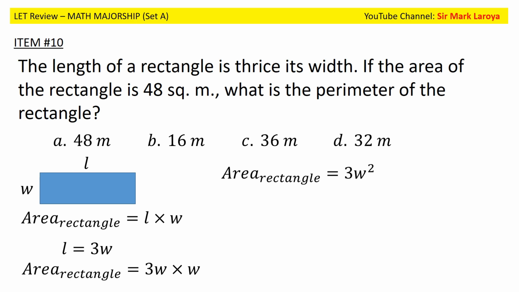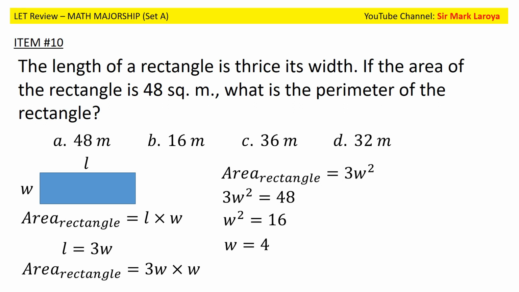Since given na yung area ng ating rectangle, that is 48, so 48 will be equal to 3W squared. So that is our working equation. Now, we divide both sides by 3. W squared will be now equal to 16. So we know that to get the value of W, we simply get the square root of both sides. So square root of W squared is equal to the square root of 16. So W is equal to 4.